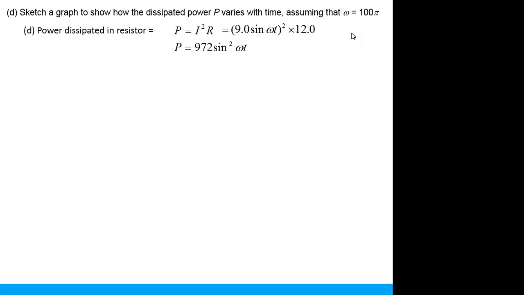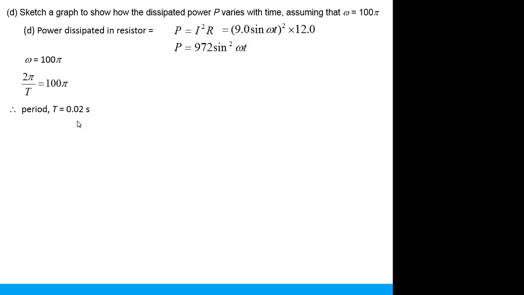If you have been in my last lecture, you know how to draw this curve. It was a sine squared graph with 972 as the maximum. So next, you need to determine how long the period is. Omega is 100 pi, but you know that omega is also 2 pi over T, which gives you T equals 0.2 seconds.